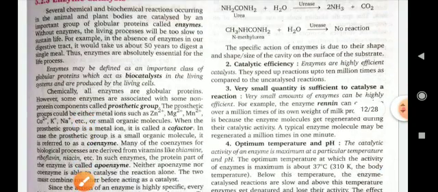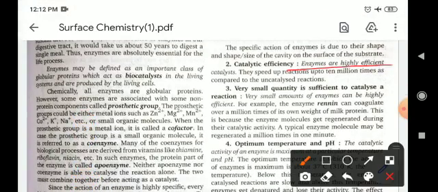So catalytic efficiency: enzymes are highly efficient catalysts. They speed up a reaction up to 10 million times as compared to the uncatalyzed reaction. Okay, it means in the presence of the catalyst the rate of reaction will be 10 million times faster. A very small quantity is sufficient to catalyze a reaction.